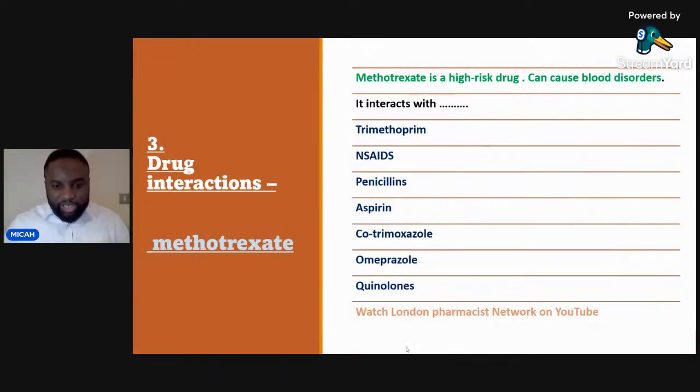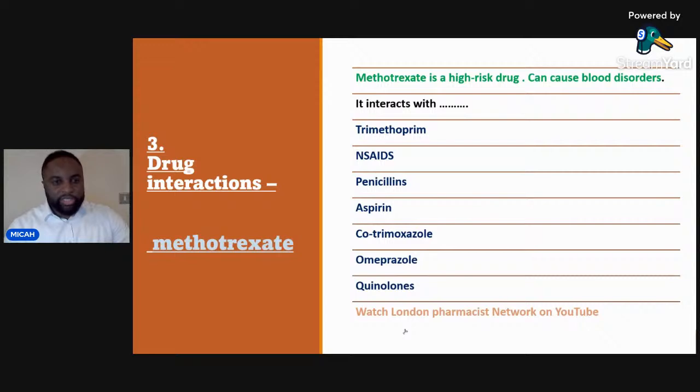Yes, methotrexate is a high-risk drug. Methotrexate is used for a number of indications. It's used to treat rheumatoid arthritis. It's used to treat some cancers. So when a patient is taking methotrexate, they need to be aware of quite a few things.